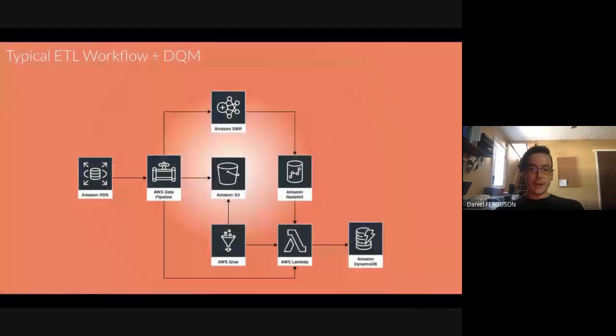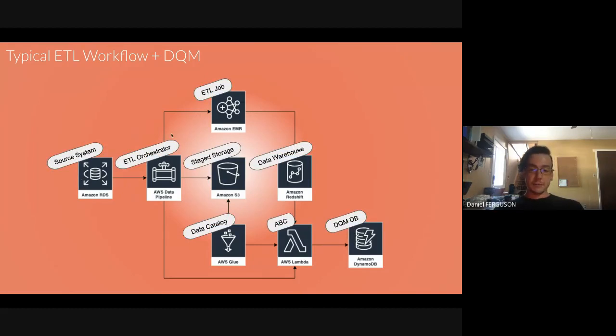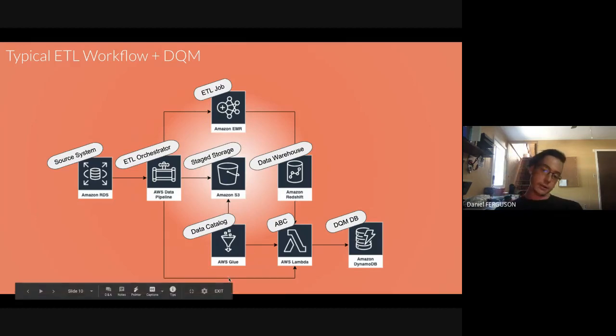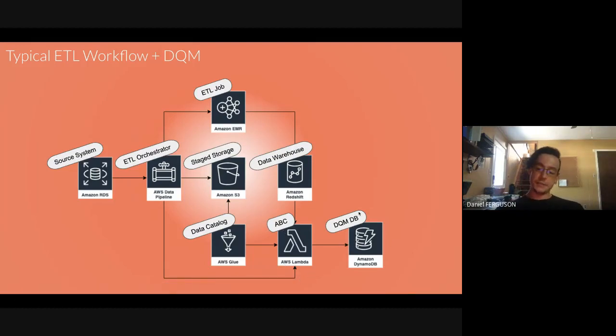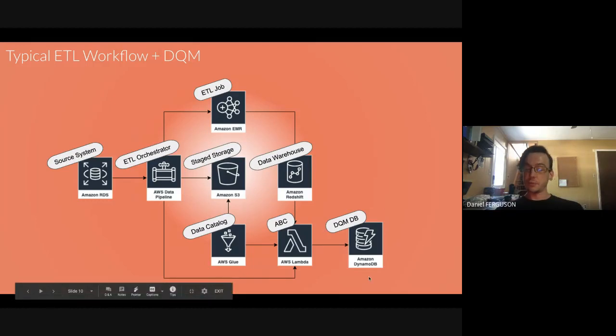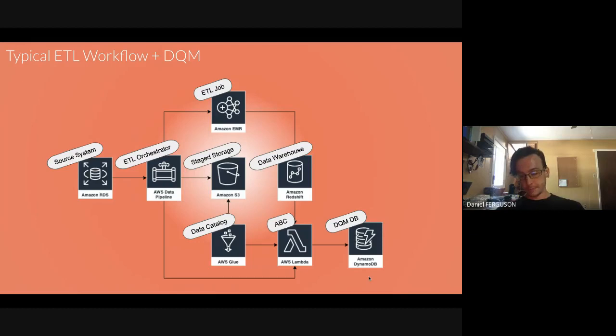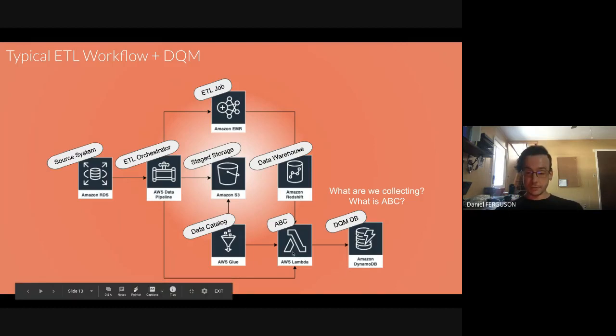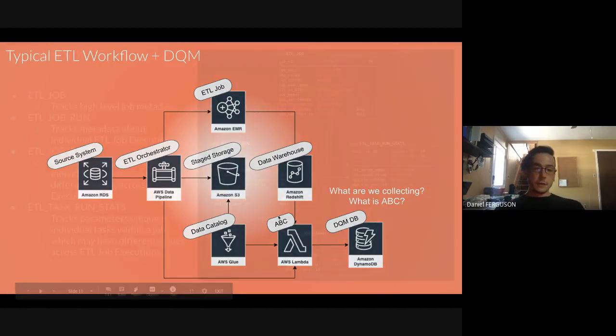You could technically cram it into your EMR job, but if you wanted to use microservices to break this up, you could have a very similar flow where you have raw storage, writing raw and conformed data into S3, your EMR ETL job writing into Redshift, and your data catalog running on Glue. But then you can also have a Lambda function that runs this thing called ABC and writes into DynamoDB, where you can have DQM data, DQM outputs stored. So what data are we collecting in our DQM jobs, this Lambda, and what is this ABC thing called? What does that mean? Well, let's start with the first one.